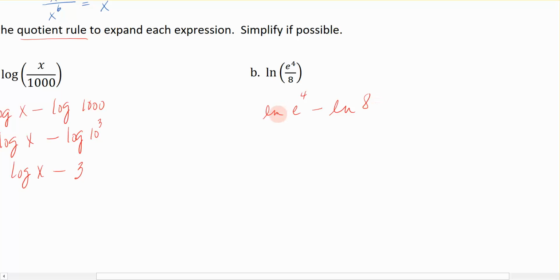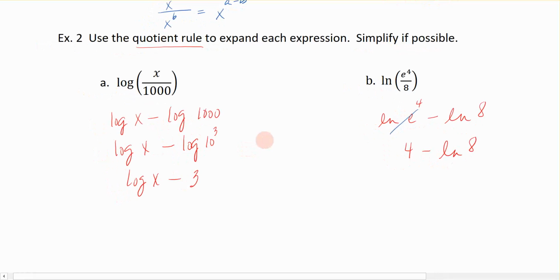I can, because natural log is a log base e. So in other words, this expression here is going to simplify to just 4. So this is 4 minus the natural log of 8. And it simplifies to just 4 by that inverse property that says that if I have a log base e of e to the fourth, then the whole expression is just simply the 4. And that's how we're going to expand and simplify using the quotient rule.